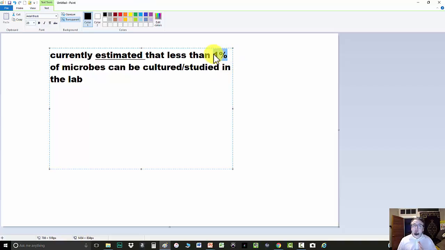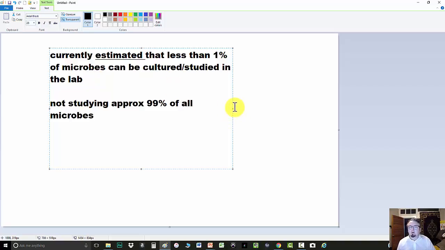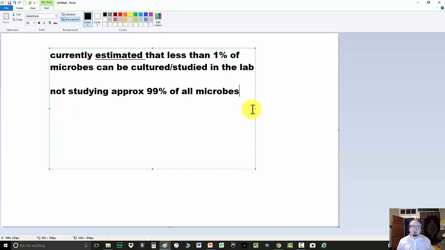And initially, it wasn't known exactly why, but this has been known for quite some time. In other words, we're only studying, or we are not studying, approximately 99% of all microbes. That's a pretty significant number. Microbiology is the study of microbes, and right now we haven't studied 99% of them. Well, what does that tell you?